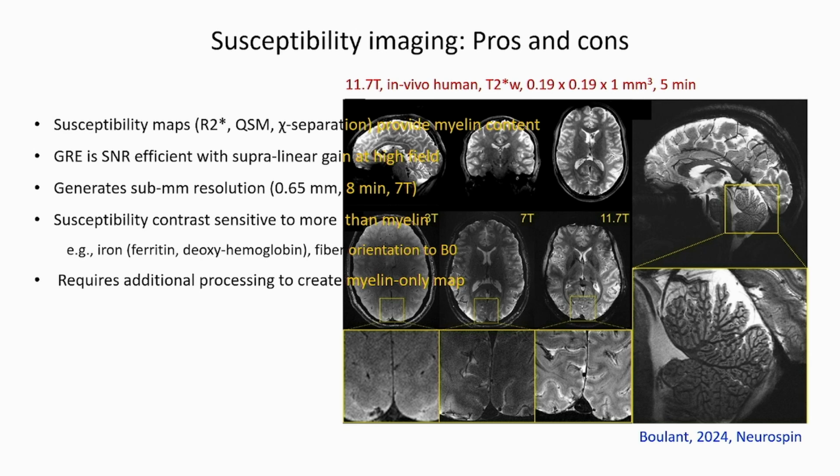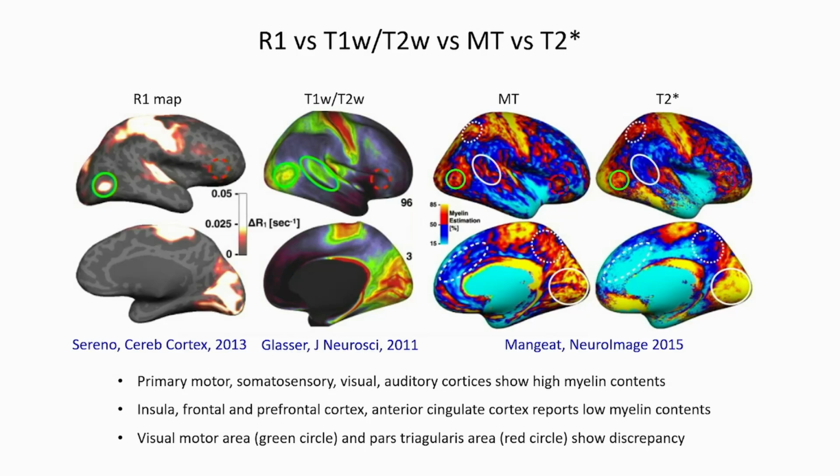Still, they are not doing the myelin imaging yet, but that can be the future, to get these cortical profiles using the technology of susceptibility. Again, this is one slide that compares different technologies: R1 map, T1 over T2 map, MT, and T2 star. They are all from different subjects, so you cannot really compare, and they are color-coded differently, so you cannot really compare one by one.